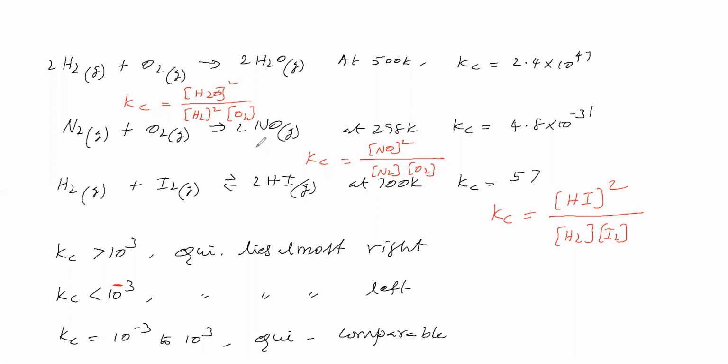So what is the conclusion we got? When the equilibrium constant is greater than 10 power 3, equilibrium lies almost right. When the equilibrium constant is less than 10 power minus 3, equilibrium lies almost left. When the equilibrium constant is between 10 power minus 3 and 10 power plus 3, equilibrium concentrations on the left side and right side are comparable. That's what we can say.